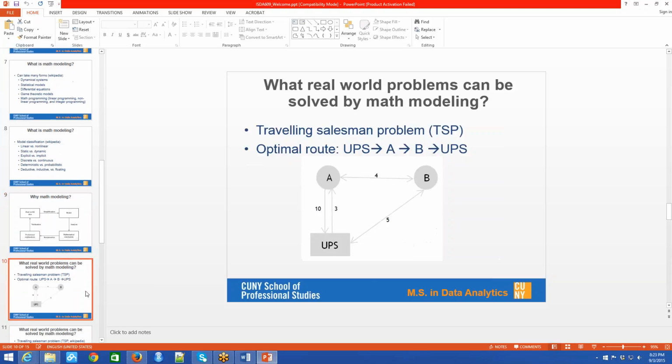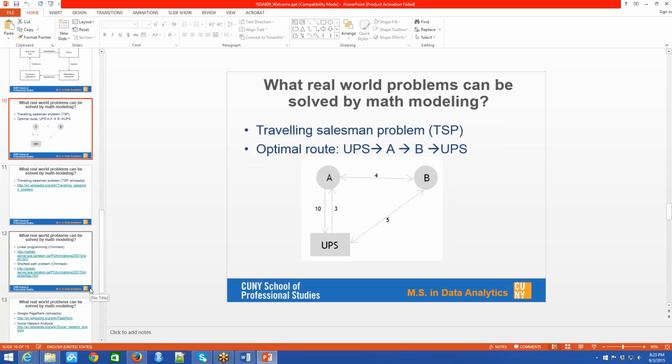Okay, so one of the real-world problems that we can solve is what we call the TSP problem, which is the traveling salesman problem. Suppose that a UPS guy needs to make a decision on which route to take on a specific day. For example, he needs to start from UPS, go to A, go to B, and come back to UPS. We need to visit those two locations, A and B. This is a simple problem, right?